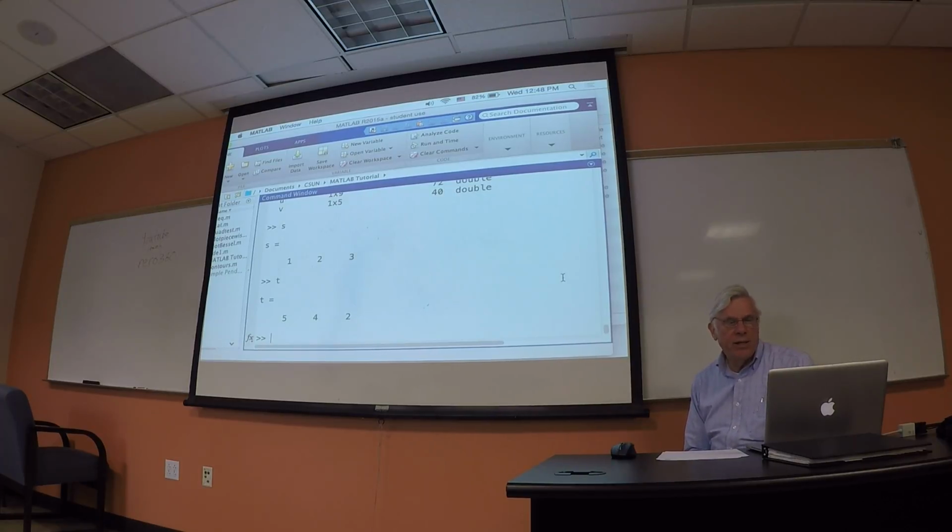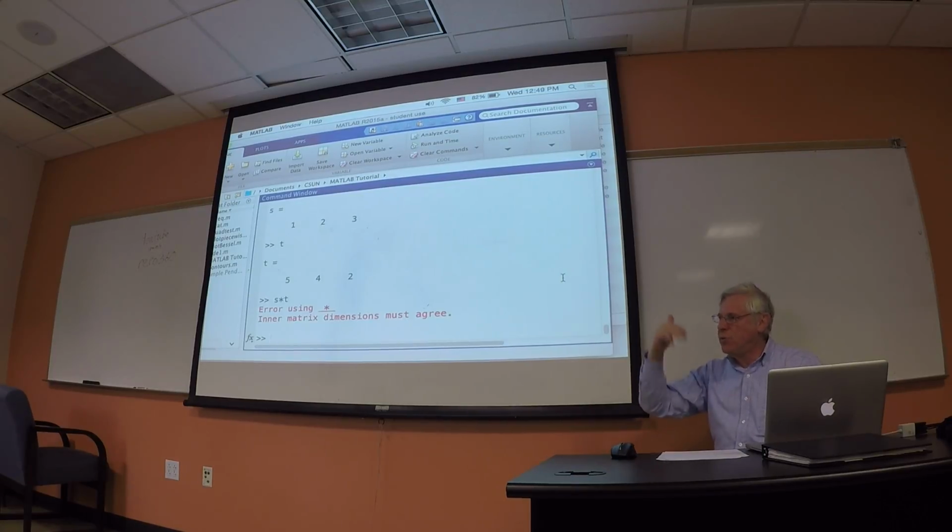Now, if I did S star T, in linear algebra, star is for multiplication, and MATLAB is a vector-based or matrix-based program. So if you do S times T, it wants to multiply the matrix S by the matrix T. Now, in linear algebra, can we do that? No, because S is a 1 by 3 array, and T is a 1 by 3. The inner dimensions have to agree. So if I do S star T in MATLAB, it'll give me that diagnostic like I got before: inner matrix dimensions must agree. S on the right is 1 by 3, so it can only multiply a 3 by something.